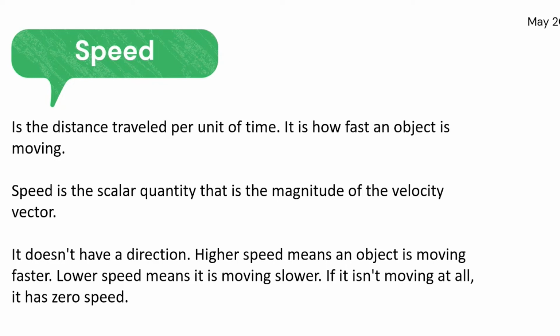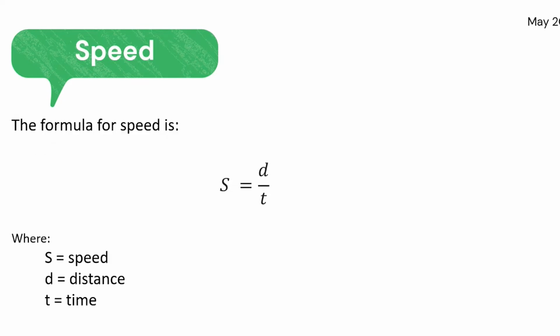Higher speed means an object is moving faster. Lower speed means it is moving slower. If it is not moving at all, it has a zero speed. The formula for speed is S = d/t, where S equals speed, d equals distance, and t equals the time.